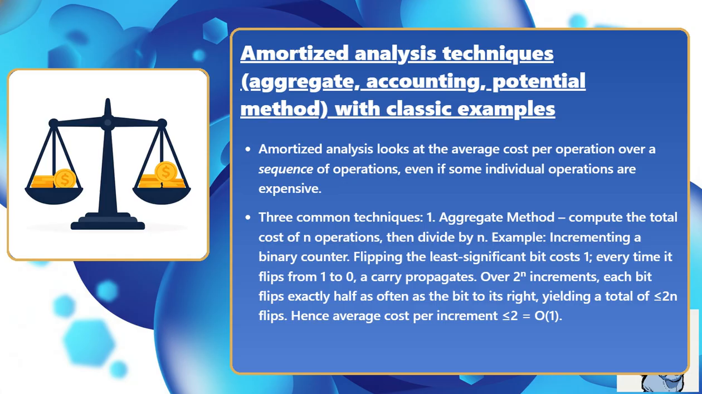Flipping the least significant bit costs 1, and every time it flips from 1 to 0 a carry propagates. Over 2 to the n increments, each bit flips exactly half as often as the bit to its right, yielding a total of less than or equal to 2n flips. Hence, the average cost per increment is less than or equal to 2, which equals big O of 1.